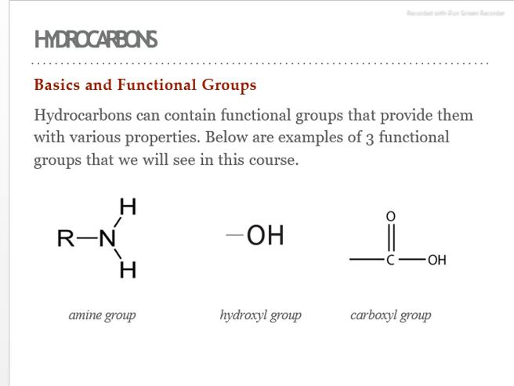So the basic functional groups present in carbon atoms are hydrocarbons, amine groups, hydroxyl groups and carboxyl groups. Carboxyl group means COOH, acid group. Hydroxyl group means OH group. Amine group means there exists NH2 as a functional group in the hydrocarbon chain.